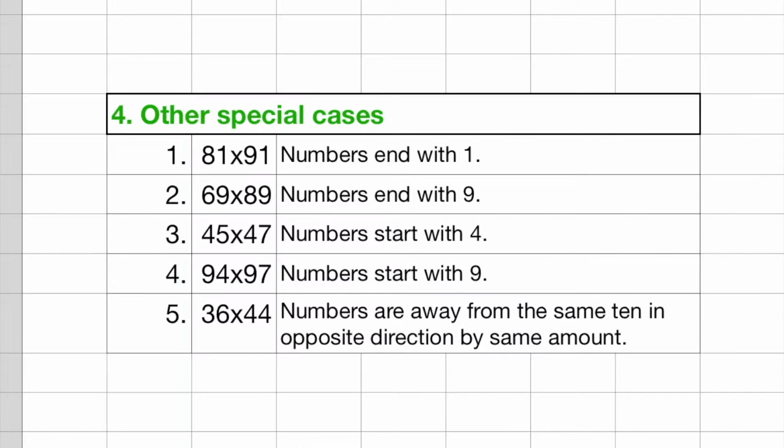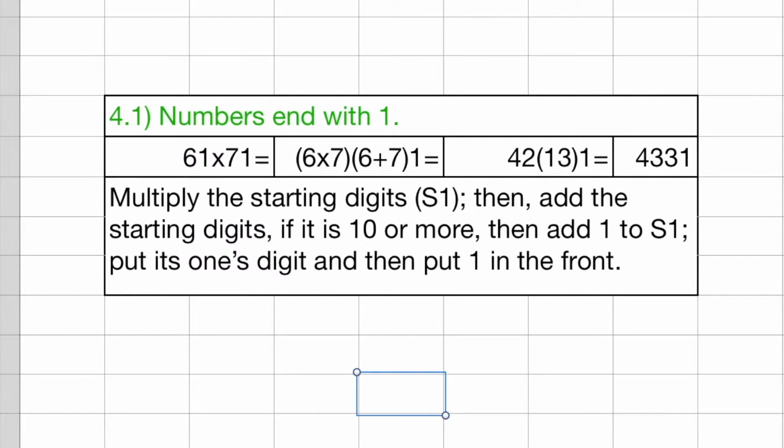To refresh, this was the list. So let's take one case at a time. Case number 1, numbers end with 1. For example, 61 times 71.